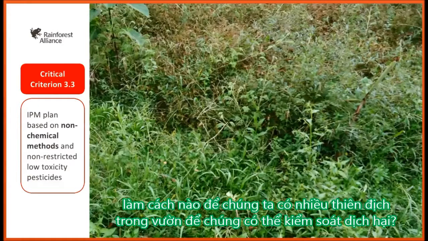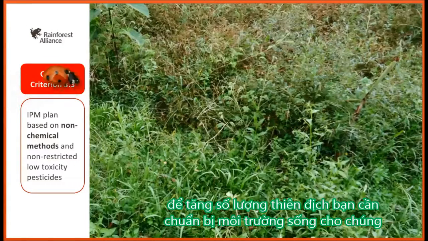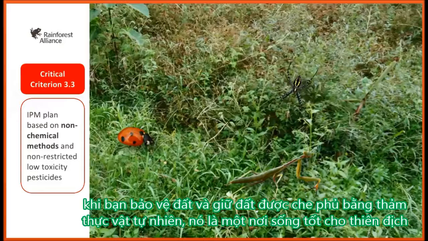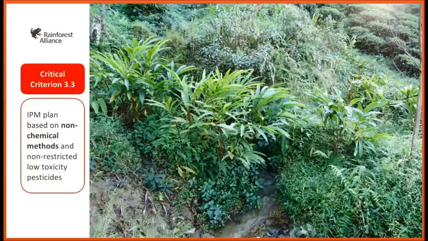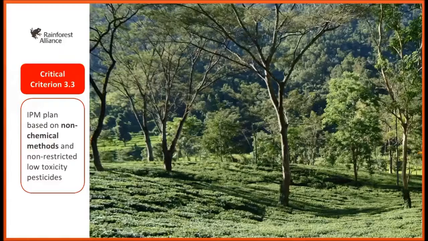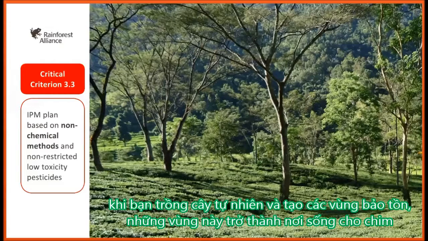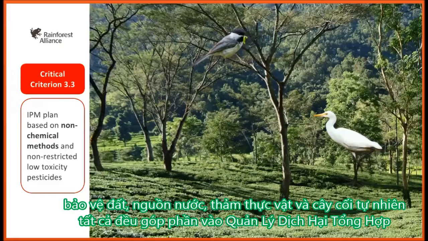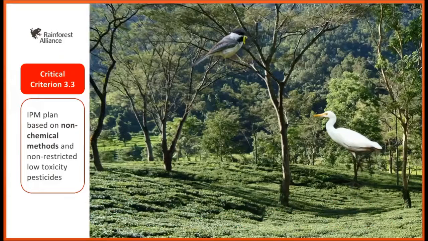How can we have more predators on the farm so that they can conduct biological control of pests? In order to increase their population, you need to prepare their habitats. When you conserve the soil and have it covered by natural vegetation, it serves as a habitat for the predators. When you conserve water sources, they also become habitats for predators. When you plant native trees and create conservation areas, those areas become habitats for birds. Soil conservation, water conservation, and the conservation of native vegetation and trees all contribute to integrated pest management.